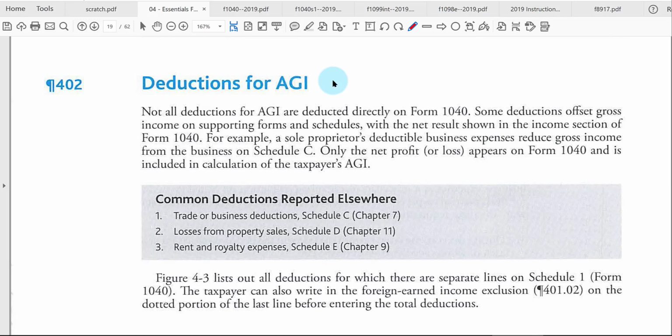Here is part 4 of our Chapter 4 video lecture series, where we continue with the second half of Chapter 4 dealing with deductions for AGI. Let me illustrate this term here.